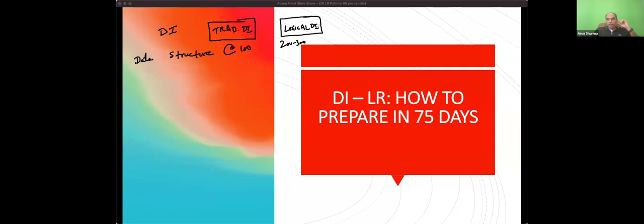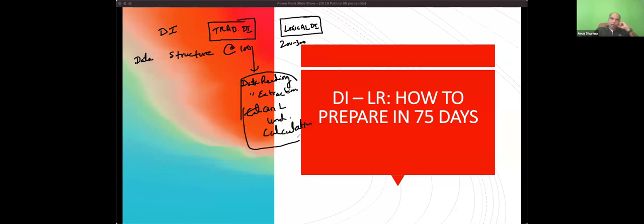If I were to give that to you in one sentence, traditional DI is only about data reading, data extraction, question language understanding, and calculations. So traditional DI is just about this. You'll be given a chart. You just have to understand what the numbers in the chart mean, what the units are, and based on the question which is asked, you create the calculation required and get to the answer.